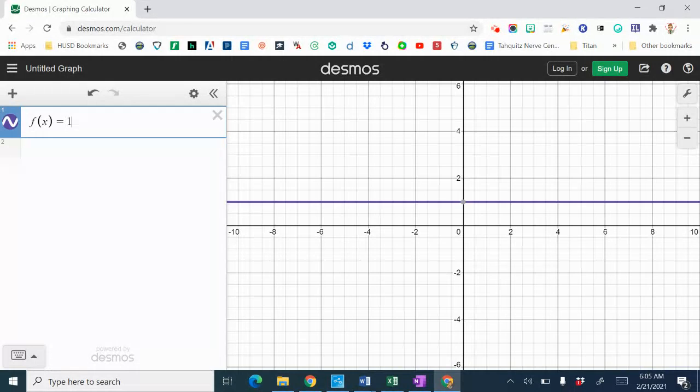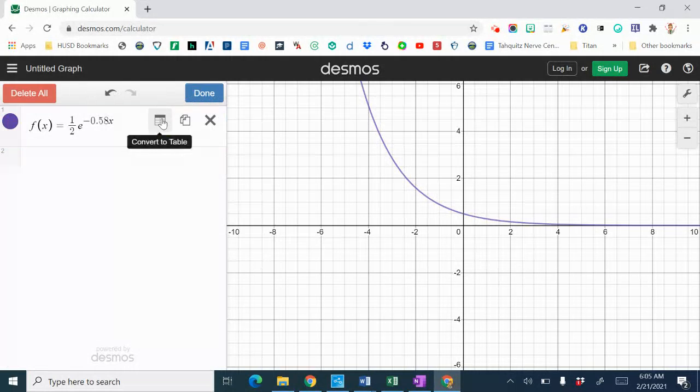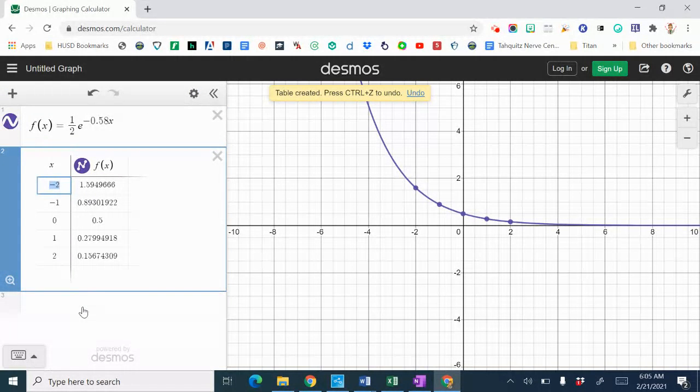Equals, and we've got 1/2. I'm just going to hit 1, the slash, and 2. That gets me divided by, and then I'm going to type in e, hold down shift 6 again for my little exponent, and it's negative 0.58x. And then again, I want my table of values, so I'm going to hit the little gear button. I'm going to hit the table, and there are my table of values, and those x values from negative 2 to 2 are pretty good. So we're going to write those down in my chart on my notes.